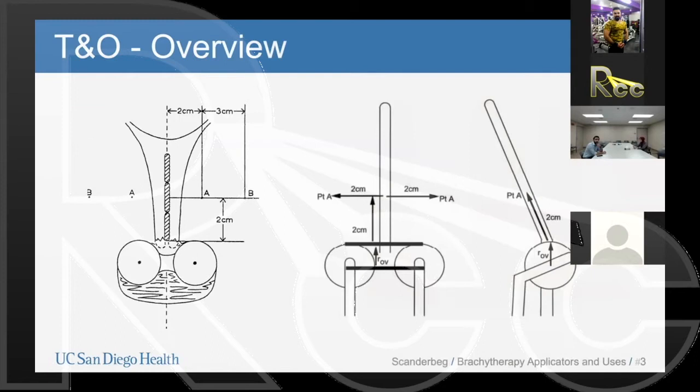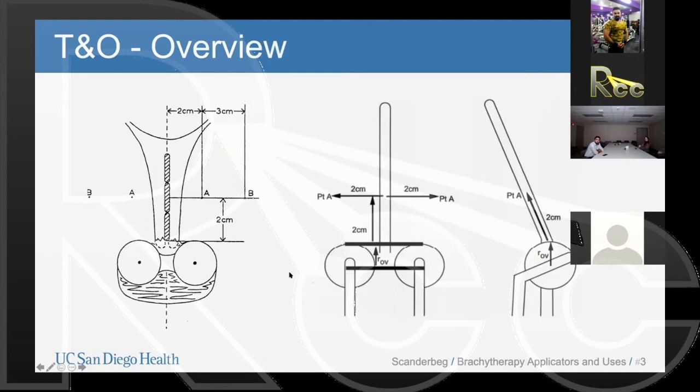Here's what a tandem and ovoid looks like. So we have one central channel. If you look at the image on the far right, we have one central channel that runs down the middle and then typically curves up to match the anatomy of the uterus. You can have different lengths of that tandem. You can have different curvatures of that tandem, different degrees of angle to that tandem. And then on either side of that tandem, we have what are called ovoids.